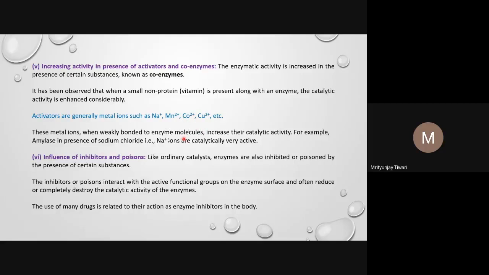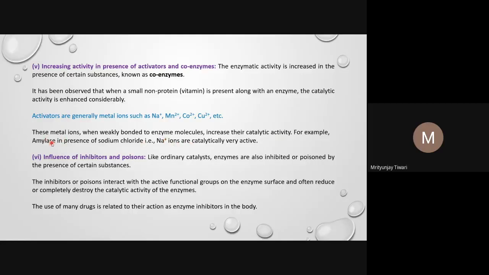So when they are bound to the enzyme molecules, they increase their catalytic activity. For example, amylase in the presence of sodium chloride. And what is sodium chloride in the aqueous solution, like what we see inside the human cells or any of the living cells around pH 7? It will be Na+ and Cl- in the presence of water. So the Na+ ions are catalytically very important for the amylase enzyme, so the amylase enzyme activity increases in the presence of Na+ ion.